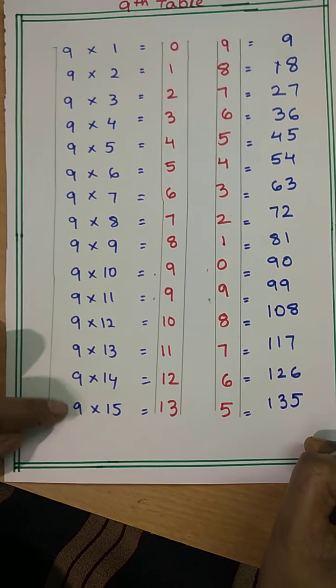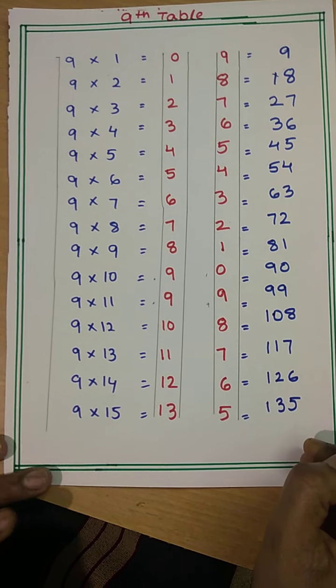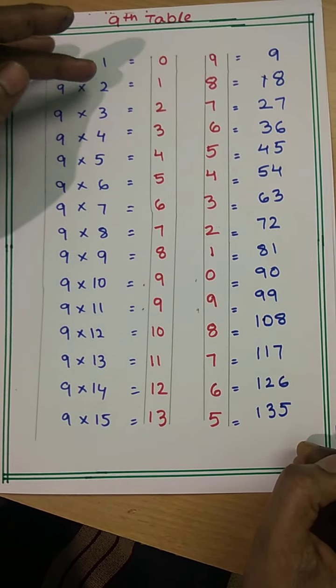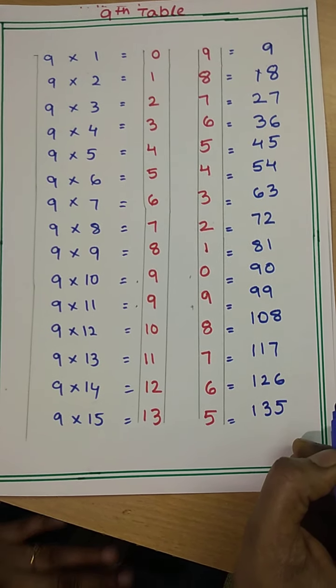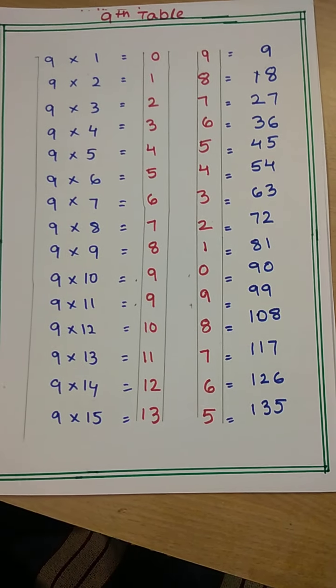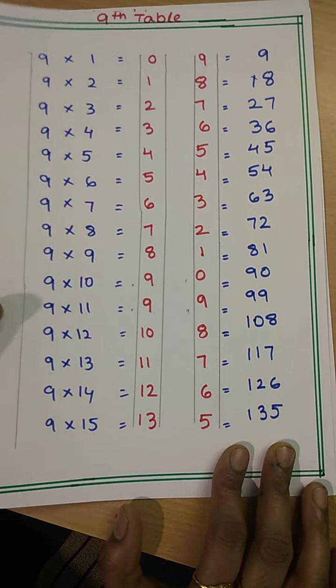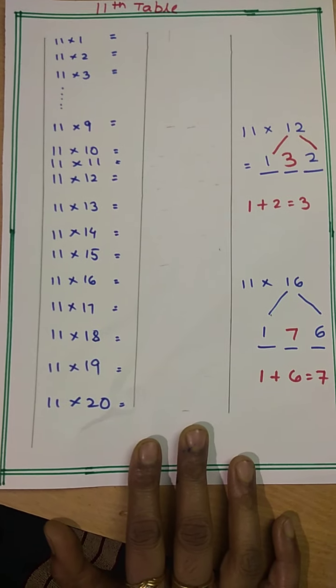Like this you can write up to 9 into 20 also. Based on this formula, based on this trick only, we can write up to 9 times 20 also. So I hope it's clear to everyone. That was the 9 table. Now I will explain about one more table, the 11th table.